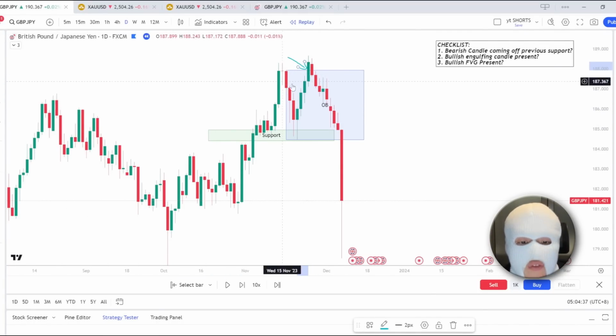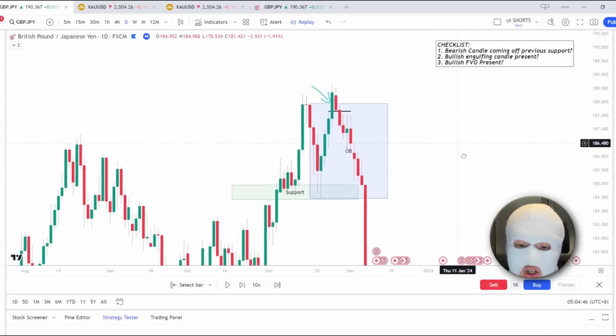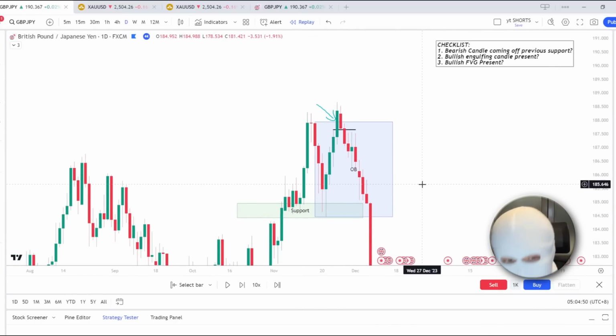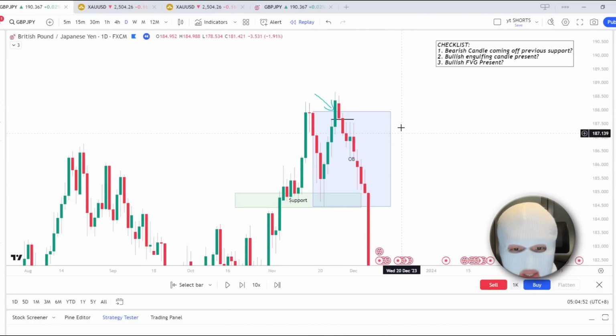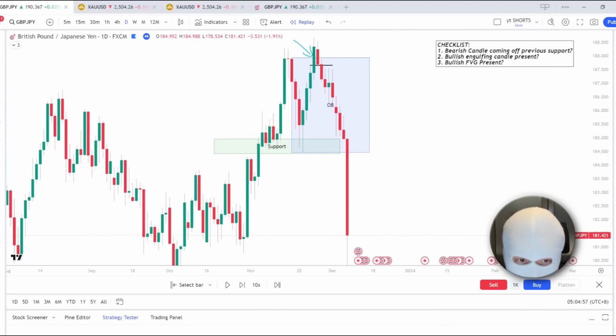Number 3, do we have a bullish fair value gap overlapping with the order block? No. Price did not create a gap over here, as the wicks are touching each other in this 3 candlestick pattern. Therefore, this is not a valid order block. As you can see, price completely disrespects the order block and started to plummet lower.